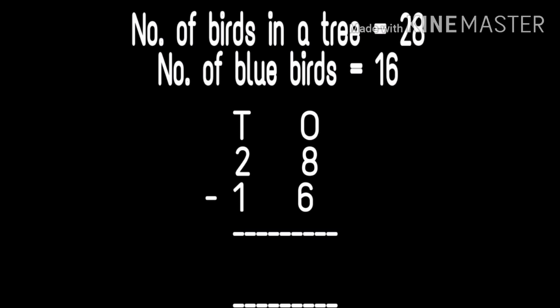Now we have to find the difference. We first arrange the numbers according to their place value under the columns of ones and tens. Let's come to the ones column. 8 minus 6 is equal to 2. Yes. Now the tens column: 2 minus 1 is equal to 1. Yes. So what did we get as the difference? 12. So how can we write the answer? Number of red birds is 12.